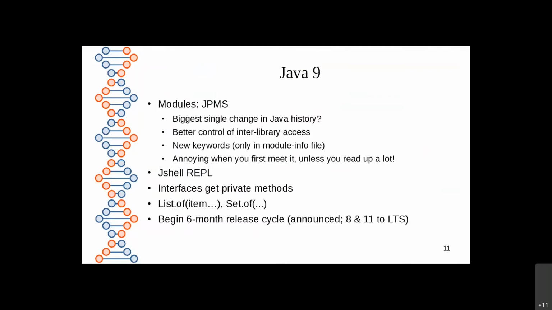There is a configuration file, a source file, I should say, called the module info file. And interestingly, it has what I call pseudo keywords. They are words that are keywords only in a module info, but not in a regular Java program. And thus, they're pseudo keywords.